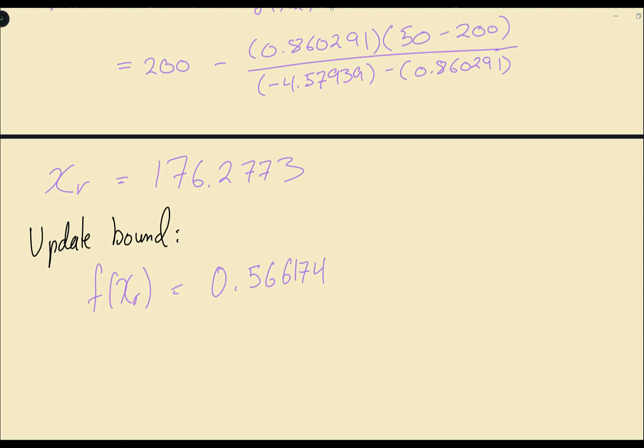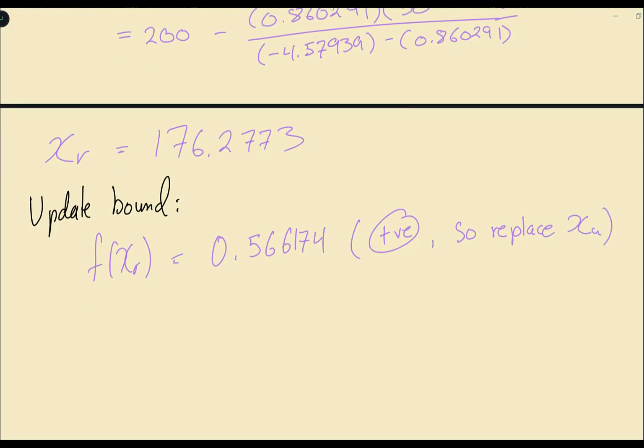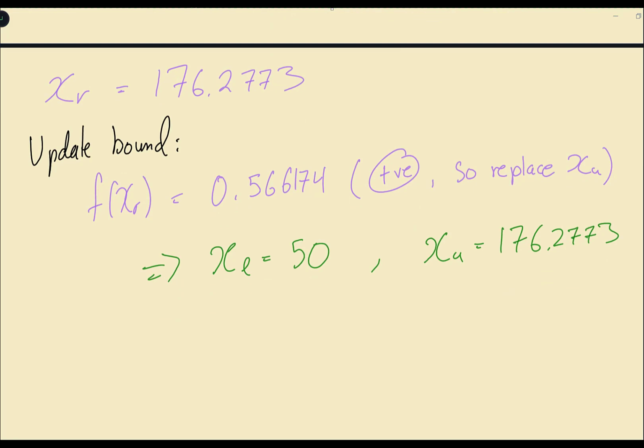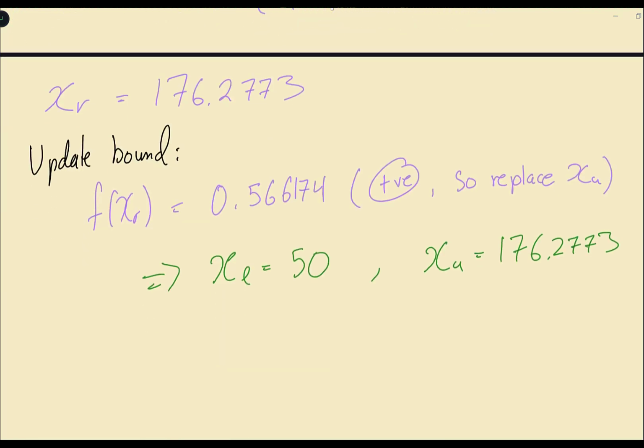So we find that it's a positive value. So in that case, which one do we replace? We replace XU. All right. So in that case, we have XL is going to remain at 50 and XU is going to become 176.2773 instead of its original 200. All right, so that's the first iteration done. So now we move to the second iteration.